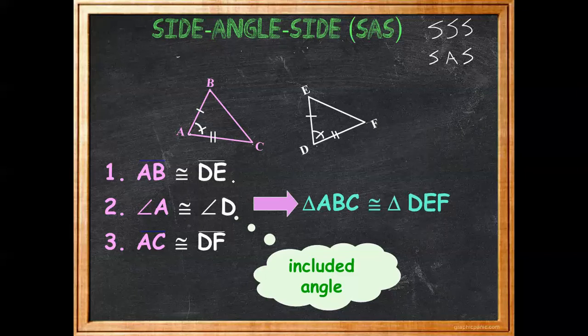So we're given a side, an angle, and a side. And the included angle on this was angle A and angle D, because they're both in between the 2 sides. So we know that triangle ABC is congruent to triangle DEF. So since we know that, we also know that these sides are congruent and that these angles are congruent as well.